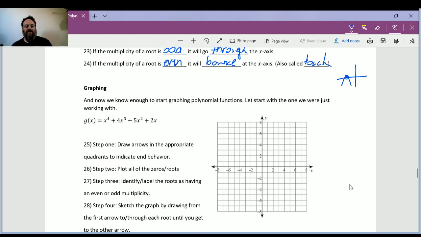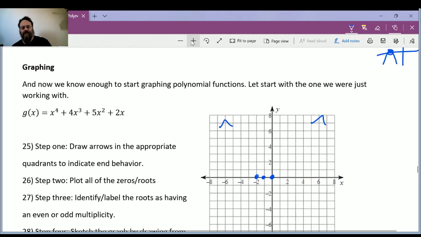But here we go. Step 1, draw arrows in the appropriate quadrants to indicate end behavior. This is even and it's positive, so we know that the arrows are going to both be pointing up. Okay. The next step is to plot all of the zeros or roots. This is the one that we just were doing here. So we have 0, we have -1, and we have -2. Let me zoom in on this like a whole bunch here.